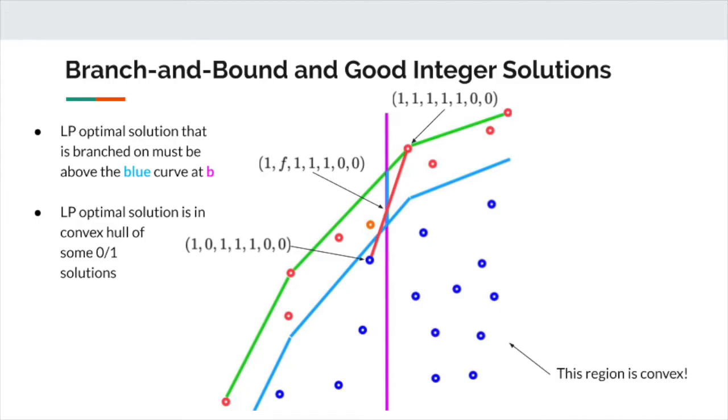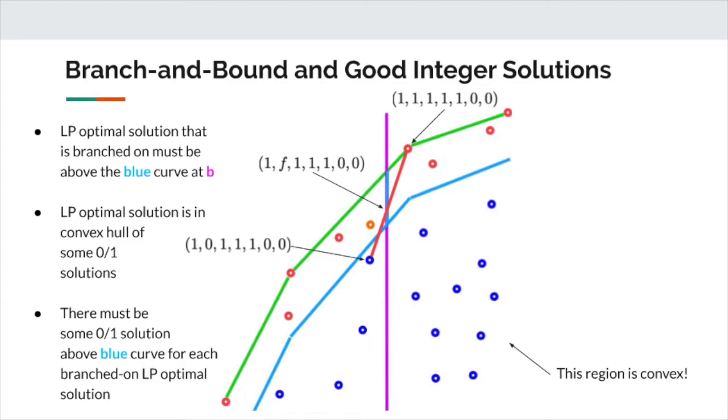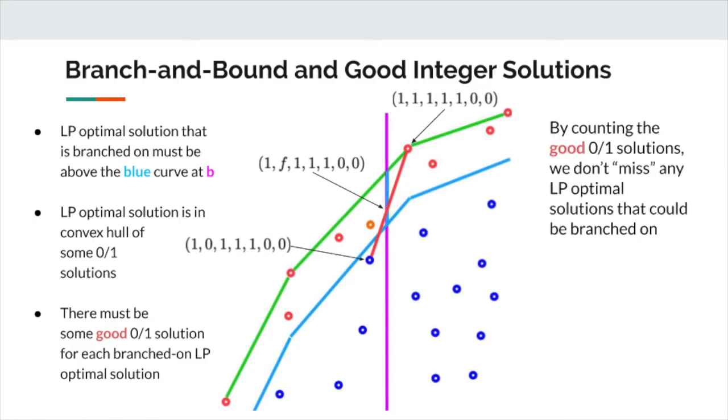And therefore, since this region under the blue curve is convex just by LP sensitivity analysis, there must actually be some 0, 1 solution above the blue curve, so a good 0, 1 solution, for each branched on LP optimal solution. So in a sense, this says that by counting the good 0, 1 solutions, we don't miss any LP optimal solutions that could be branched on, right? But when we count these good 0, 1 solutions, each good 0, 1 solution could correspond to several LP optimal solutions that are branched on.